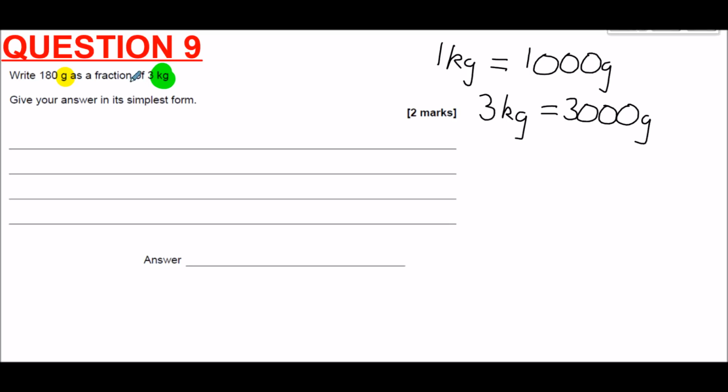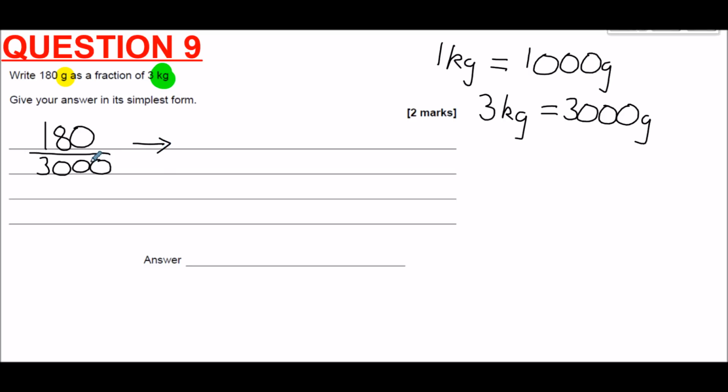So now we can write this as a fraction with the units being consistent. Now whatever comes after the word of tells us what goes on the bottom of a fraction. Before the word of tells us what goes on top. So 180 goes on the top. After the of is 3 kilograms, which we've established is 3,000 grams. So that's our starting point. That's 1 mark. We get the final mark by giving the answer in its simplest form.